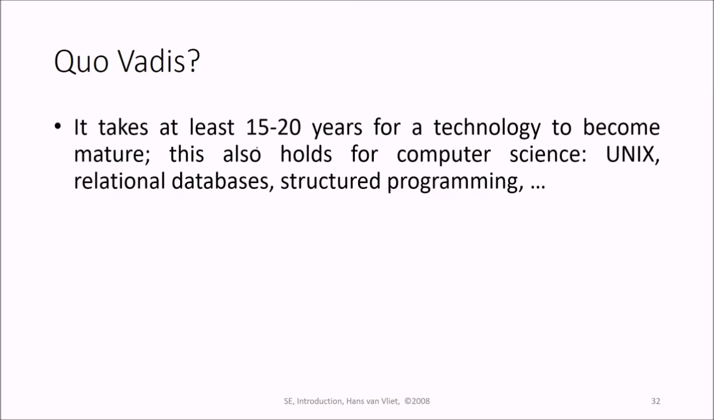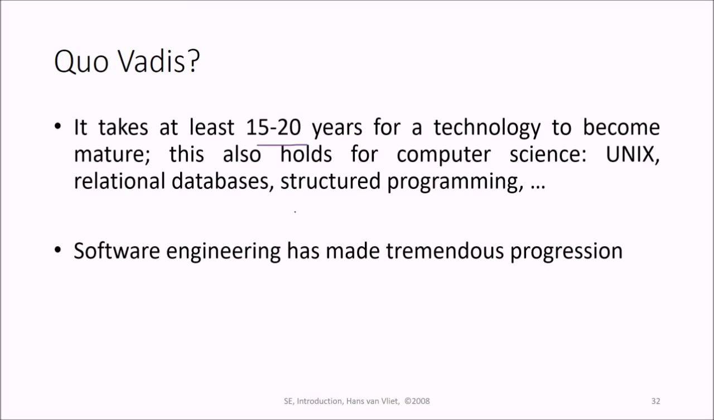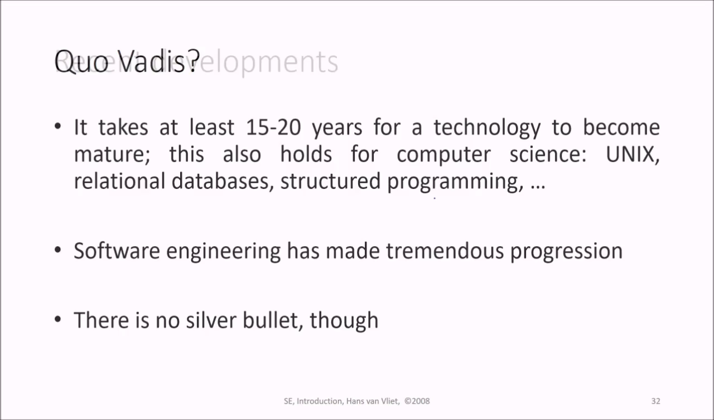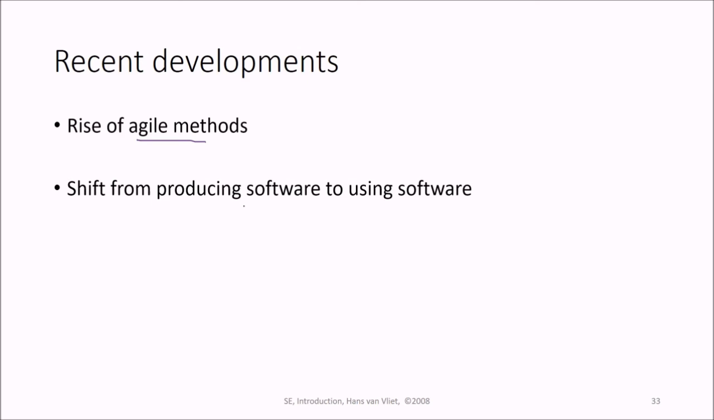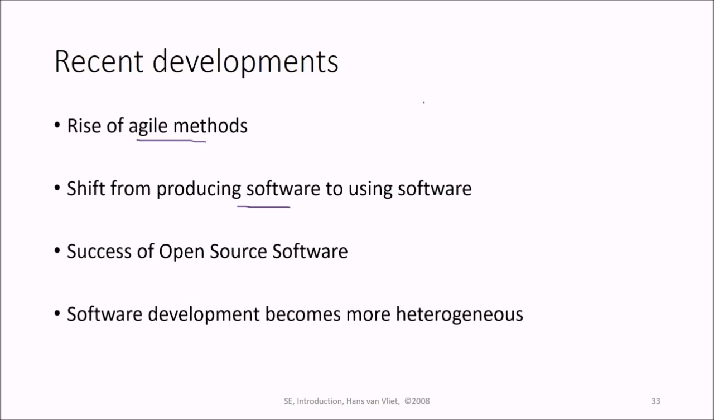So it takes at least 15 to 20 years for a technology to become mature. This also holds for computer science, like Linux, RDBMS, structured programming. Software engineering has made tremendous progression, I should say exponential growth. So we need to see and we need to work it out. For the recent development, there is a trend in the rising of agile methods. The shift is from producing software to using software. And now we have open source software all around. The success of this open source software has changed the things which we generally do in software engineering. And software development becomes more heterogeneous.